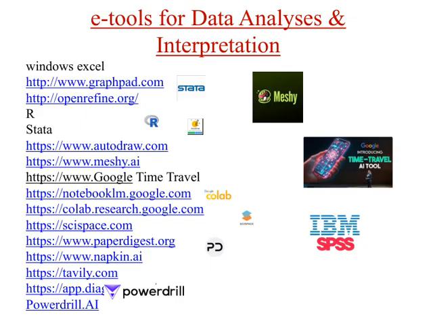On the research front, SciSpace and Paper Digest help streamline literature review and paper summarization. For data visualization and storytelling, tools like Napkin AI and Tavily facilitate creating engaging visual narratives. Lastly, PowerDrill AI and Diagrams.net support data exploration and diagram drawing, making complex information clearer.